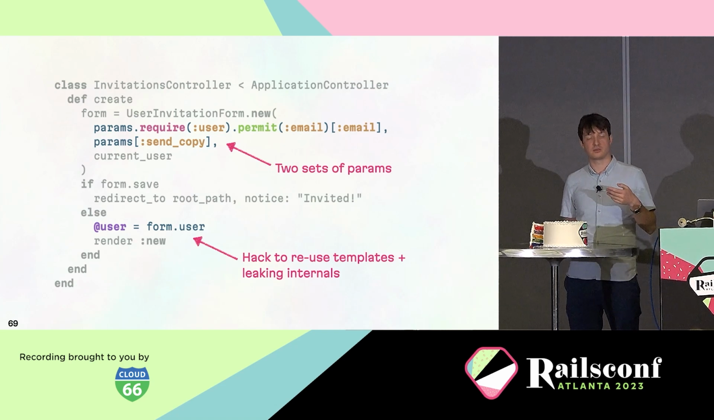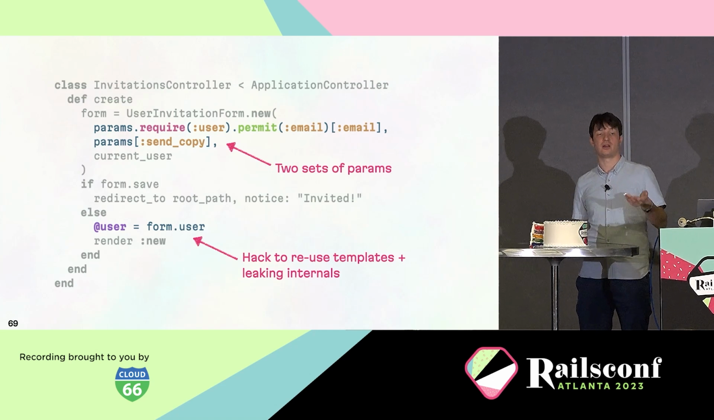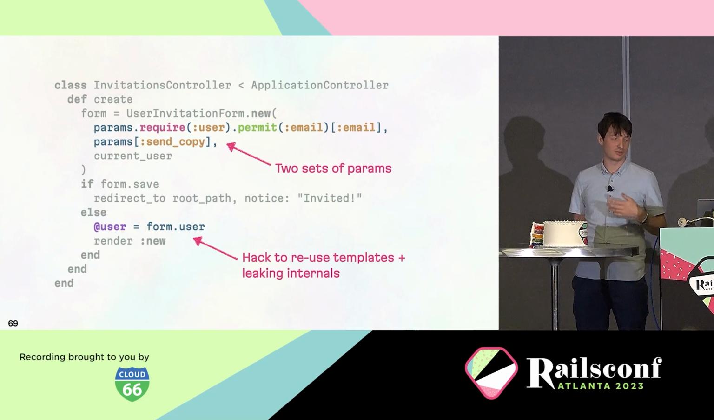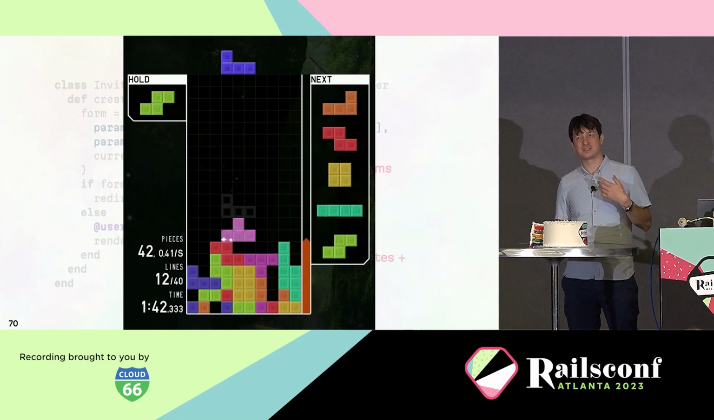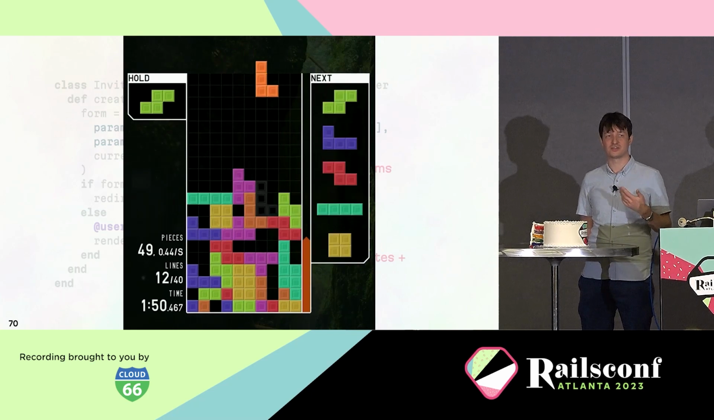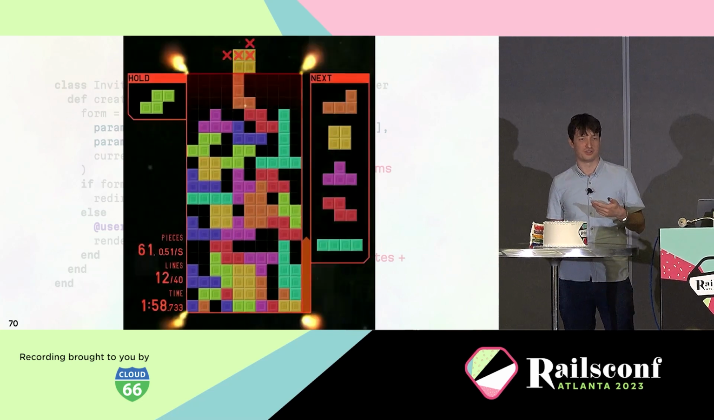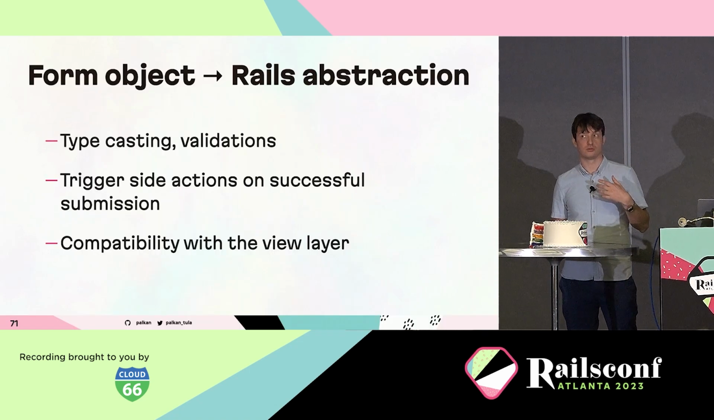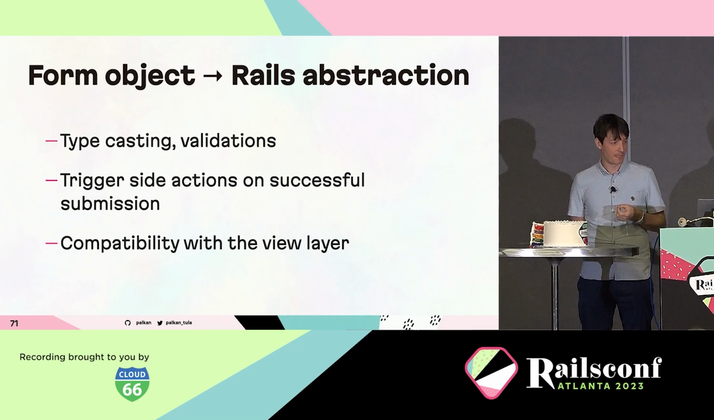And another problem is that in case the submission fails, we want to re-render the new action with a new template, which actually relied on the user object to render the form. So we had to expose the internal cell form object and do this hack. And I would say this abstraction is not making our code base more maintainable. It's actually adding more hacks than it fixes. How can we turn it into a good abstraction?